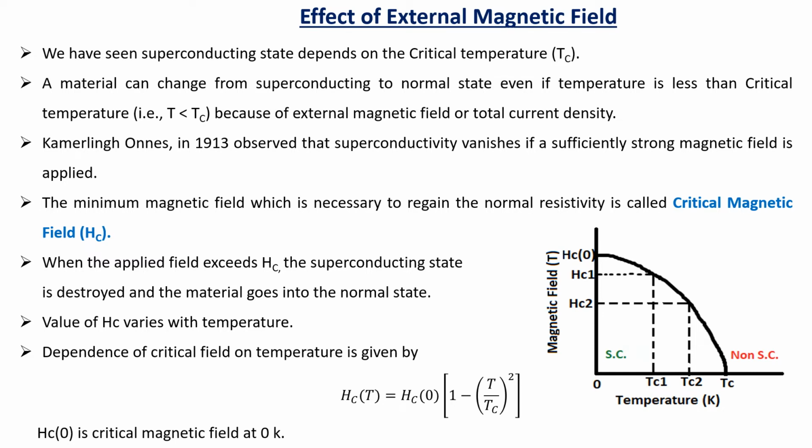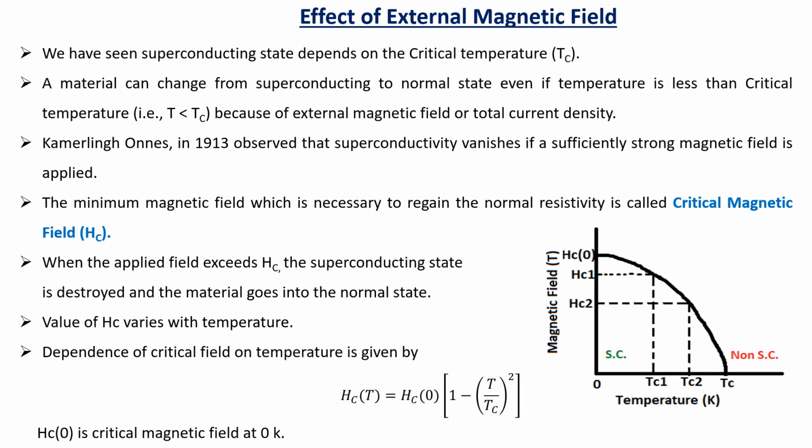The minimum magnetic field which is necessary to regain the normal resistivity is called the critical magnetic field, HC. When the applied field exceeds the critical magnetic field, the superconducting state is destroyed and the material goes into the normal state. The value of HC varies with temperature. The dependence of the critical field on temperature is given by the equation. From the graph we can observe that as the temperature decreases, the magnetic field needed to destroy the superconducting state increases.